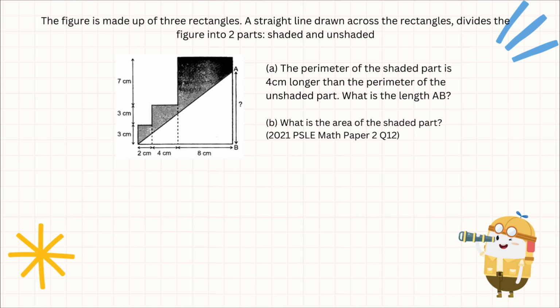The figure is made up of 3 rectangles. The straight line drawn across the rectangles divides the figure into 2 parts, one shaded, one unshaded. The perimeter of the shaded part is 4 cm longer than the perimeter of the unshaded part. We're finding the length of AB.